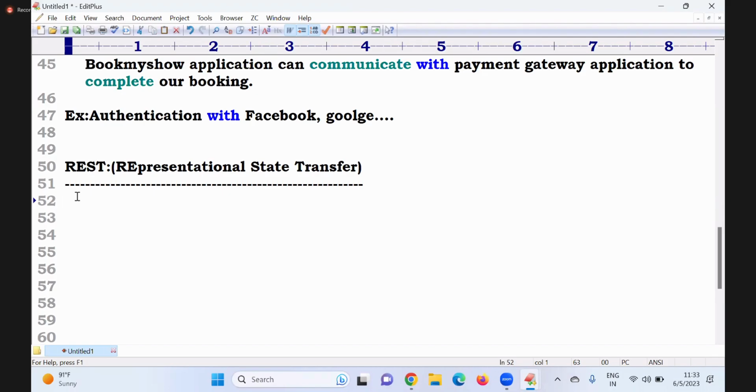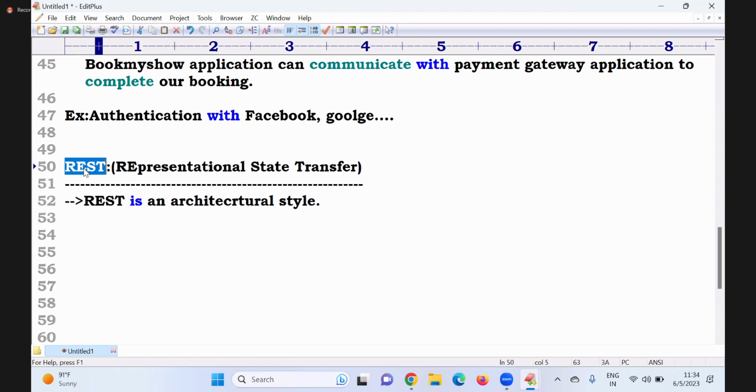REST is an architectural style, and it uses some guidelines. They define several rules for how to declare APIs. They have given some rules to define the architectural style. It is not an API. The API which is implemented by using this architecture is called a REST API.